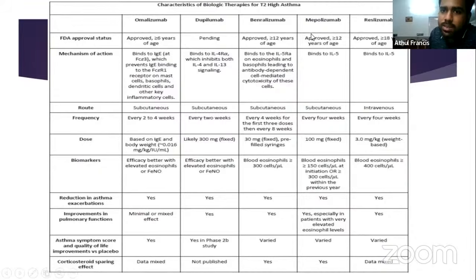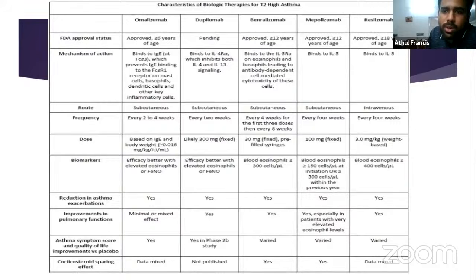Mepolizumab is what I told. It's an anti-interleukin 5, approved for greater than 12 years of age, for very high blood eosinophil counts, nasal polyposis, and more exacerbations in the previous year. And there are other things. So just remember the names.